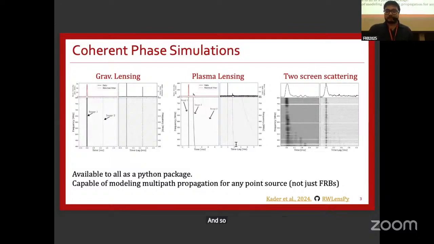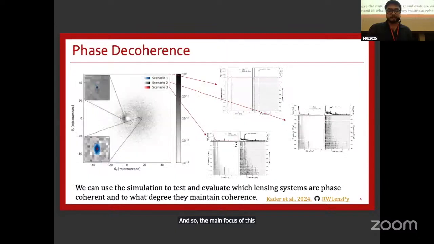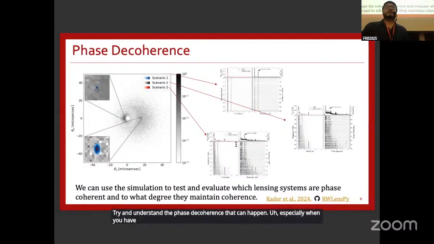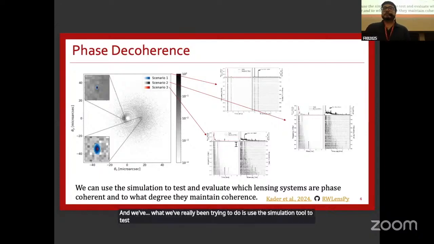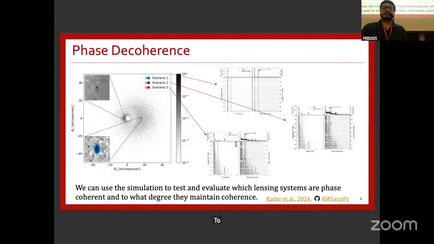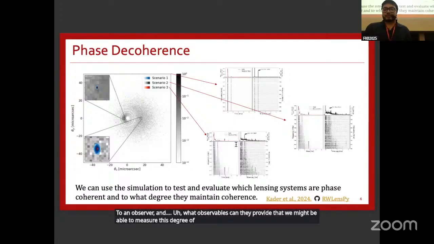The main focus of this tool has been to try and understand the phase decoherence that can happen, especially when you have a gravitational lens and some scattering along the sight line. And what we've really been trying to do is use the simulation tool to test and evaluate which lensing systems can maintain this coherence to an observer and what observables they can provide that we might be able to measure this degree of coherence.